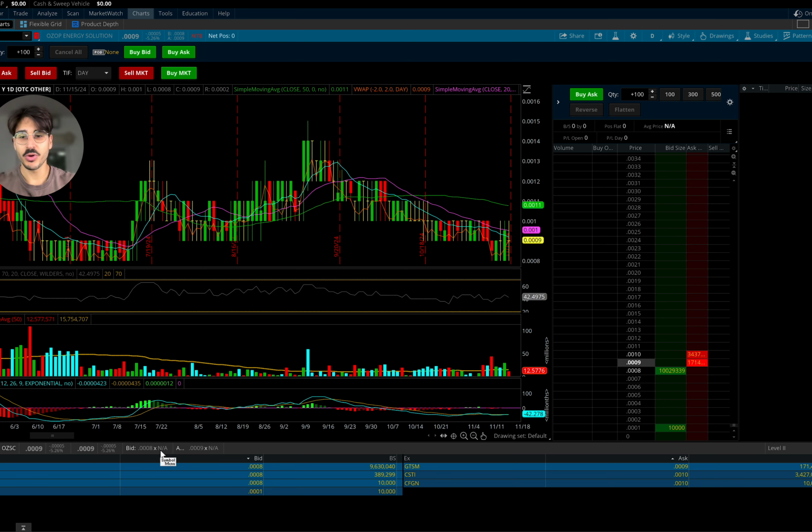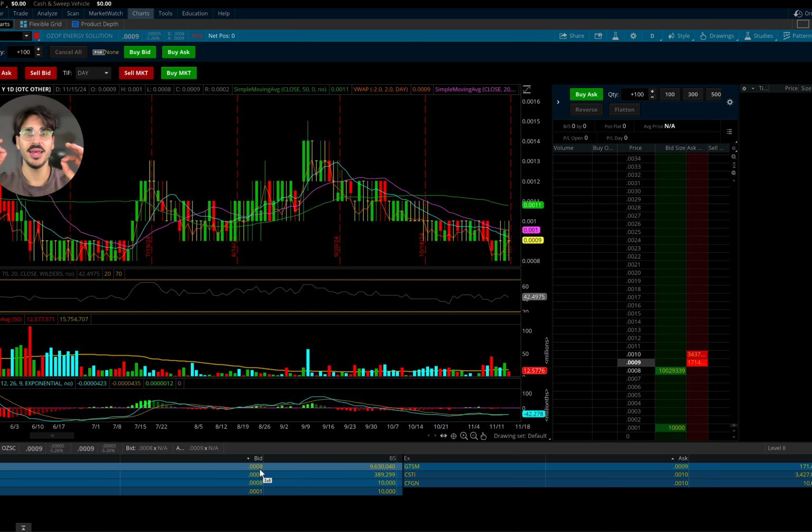Now, next to the price, we have the size. Currently, this says NA because again, the market is closed and we cannot have bids when the market is closed. But usually it will show you the total number of shares that are on the bid and on the ask. And that's level 1. Now level 2 is where things get tricky.